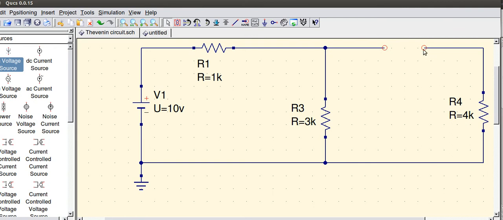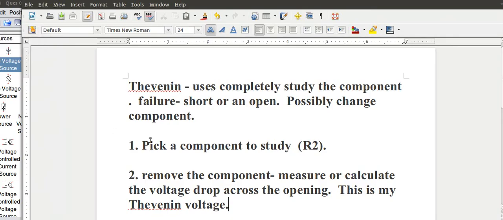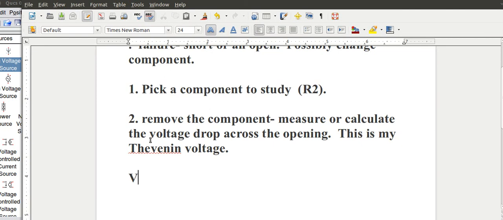So this point, from a voltage standpoint, becomes identical to this point. And I want to reinforce that a little bit. If you remember Ohm's law, V equals IR. If I equals 0, then V equals 0, regardless of what R is.